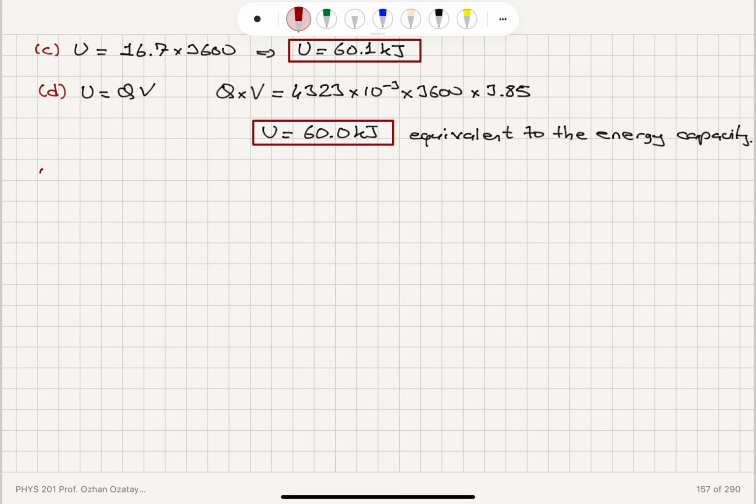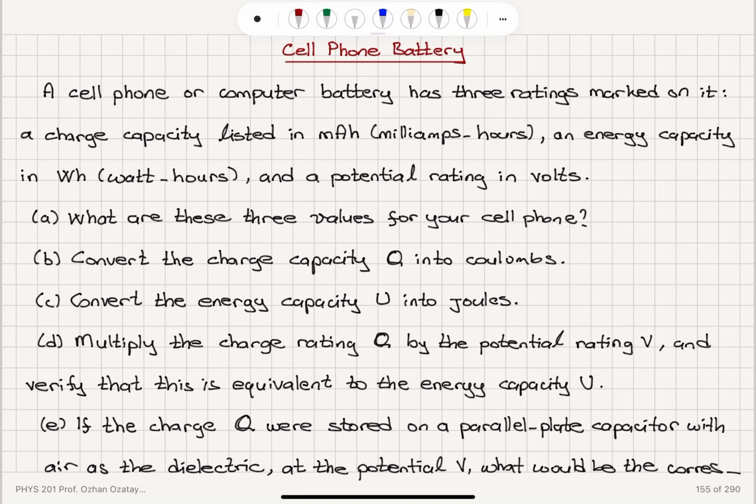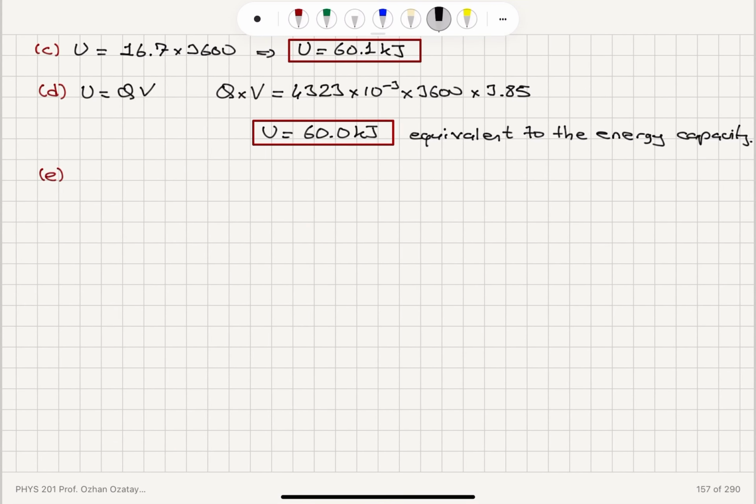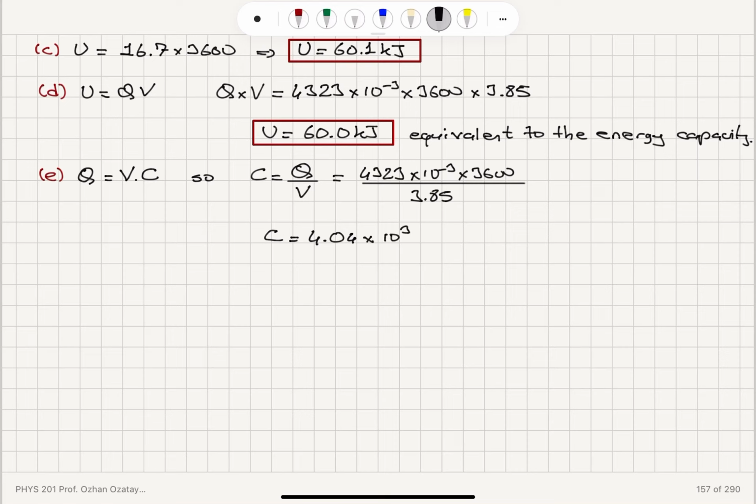Okay, now in part E, if the charge were stored on a parallel plate capacitor with air as the dielectric at the potential V, what would be the corresponding capacitance? The charge stored, Q, is the potential difference applied to the plates of the capacitor multiplied by the capacitance. So we can see that the capacitance will be Q divided by V. So we have 4,323 milliamps hours, 10 to minus 3, 3,600 to convert to coulombs, divided by 3.85 volts being applied to this parallel plate capacitor. This would correspond to a capacitance of 4.03 times 10 to 3 farads, which is a humongous capacitance. It's very, very large.